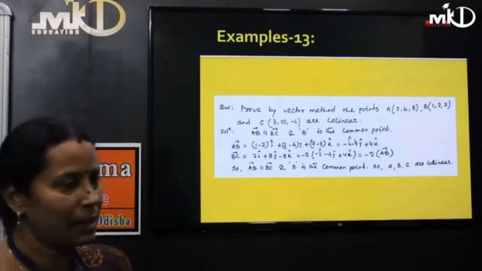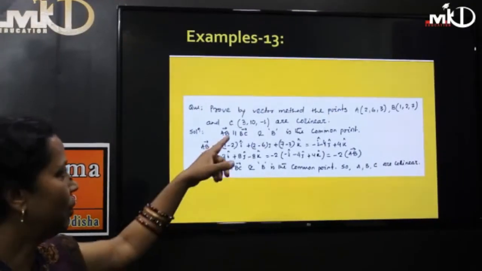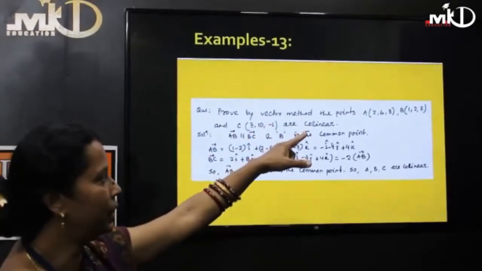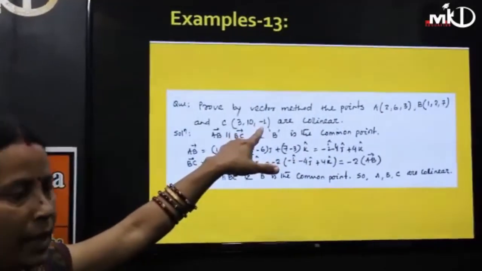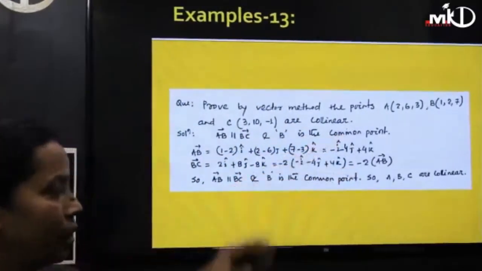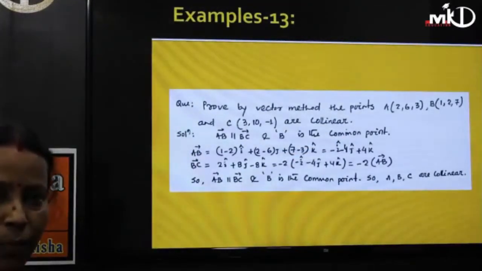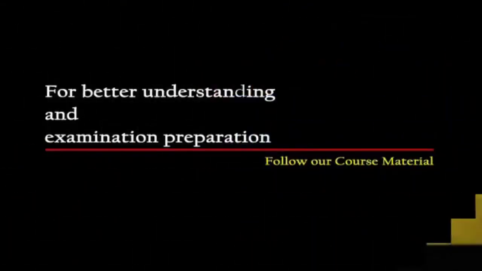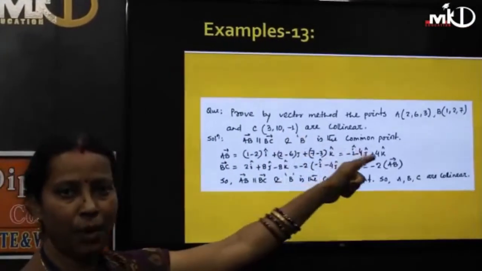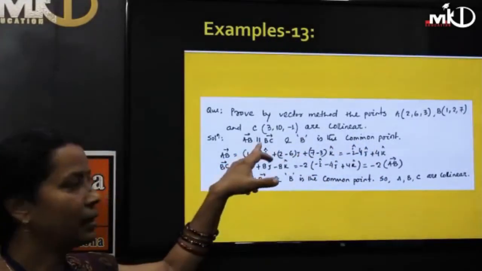Friends, now we discuss an important question which comes in exams many times. We have to prove by vector method that the points A, B, C with their coordinates are collinear. What is the meaning of collinear? Collinear means if 3 points lie on a straight line, then we say that the 3 points are collinear.